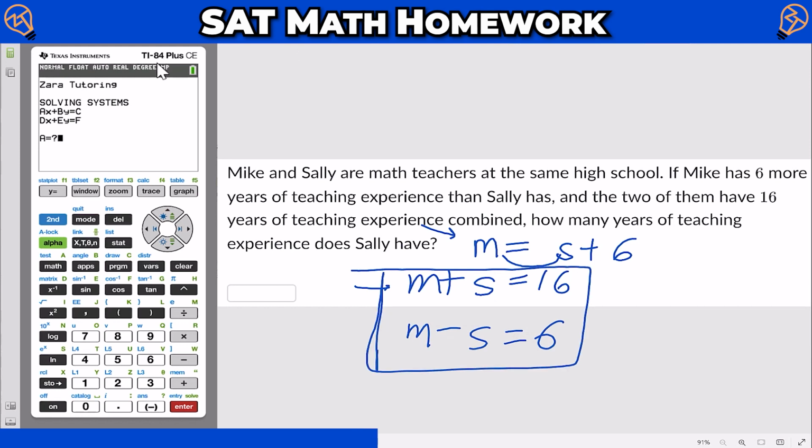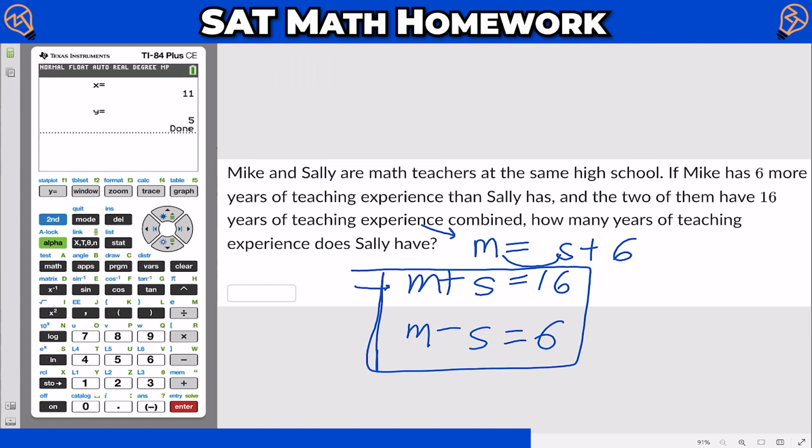So I'll go ahead and type in those coefficients now. 1, 1, and 16. And then 1, negative 1. Make sure you don't put a minus 1, but rather the negative is what you do want. You want this negative key. And then 6. And remember, the first variable that we wrote, which is M, correlates with X, and then the second one correlates with S. And they want the number of years that Sally has for experience, which is going to be 5 years.